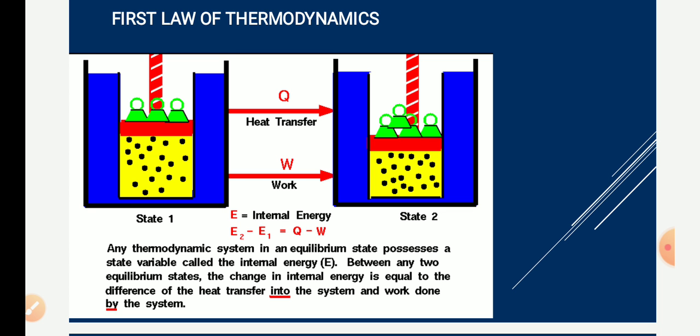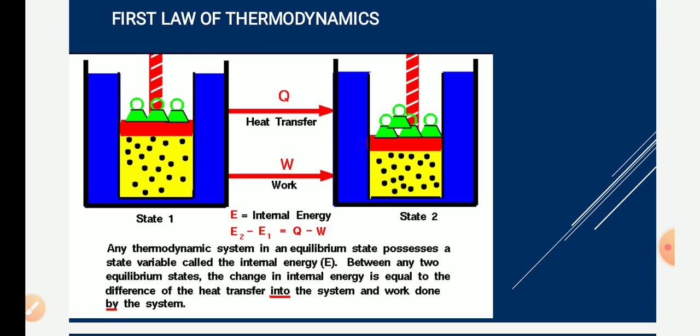Here we denote internal energy as E. From state 1 and state 2, E2 minus E1, because we just discussed internal energy, delta U equals U2 minus U1. Like that, here E2 minus E1 equals the amount of heat energy, denoted as Q, and the work done is W. The change in internal energy is equal to the difference between the heat transfer into the system and the work done by the system. This is called the first law of thermodynamics.